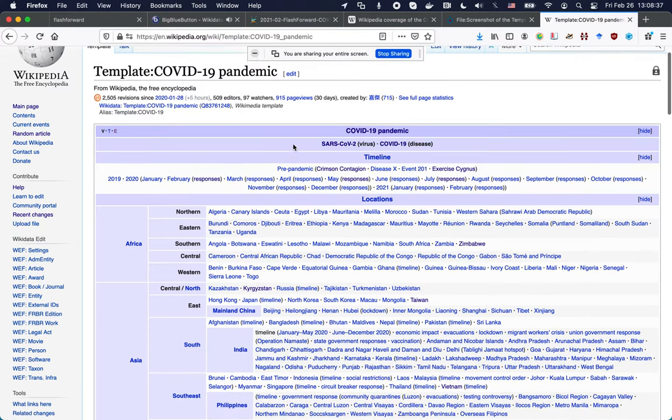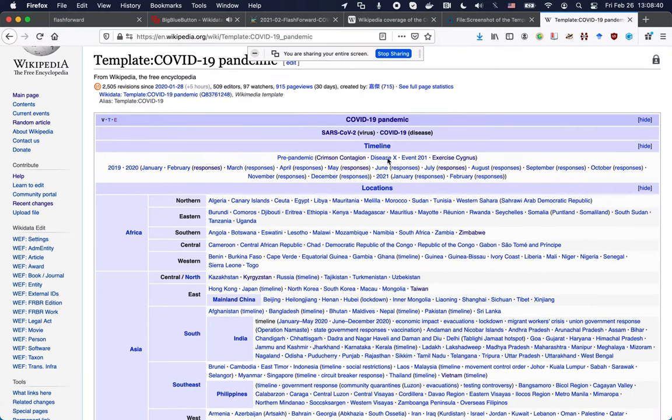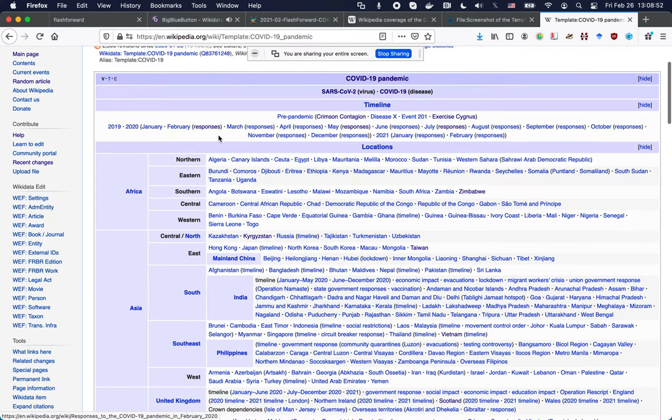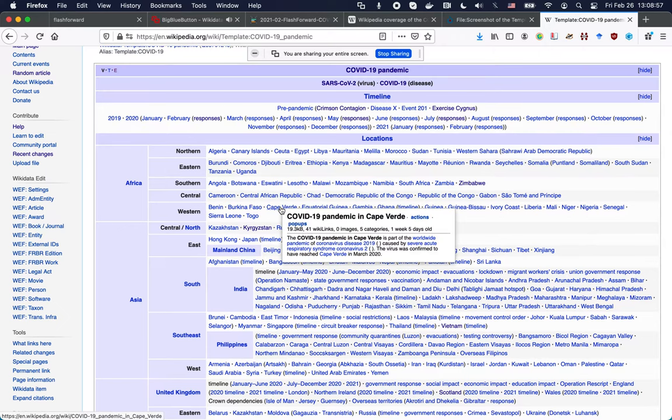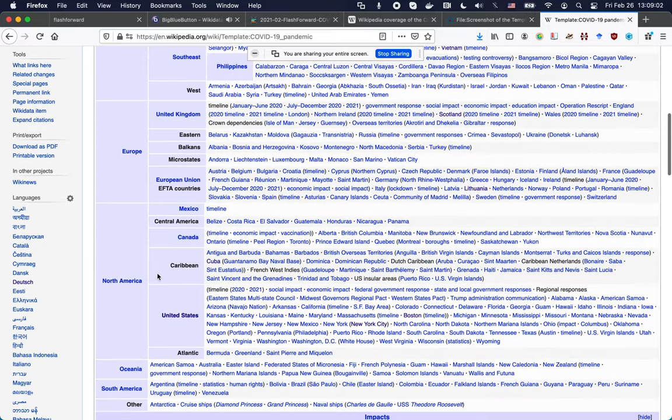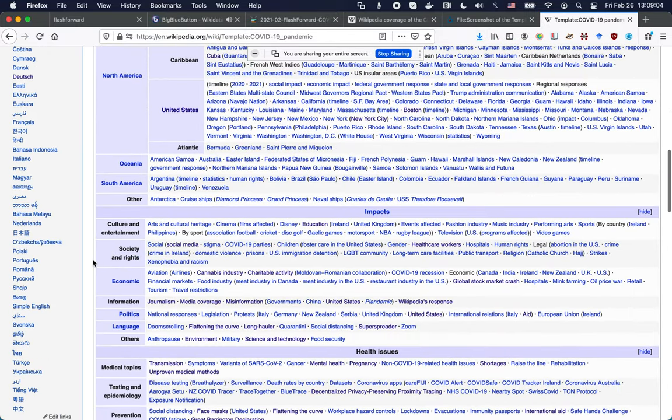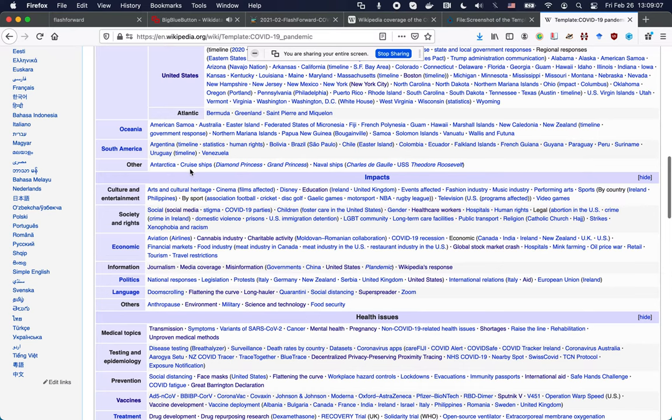So we have articles about, for instance, disease X, which is a term that the World Health Organization is using to describe an unknown disease that might cause a pandemic. And there's a bit more of background information. Then we have locations, basically here, Cape Verde. So that's COVID-19 pandemic in Cape Verde, and so on. So for any kind of location you can think of, including Antarctica, cruise ships and naval ships, and so on.